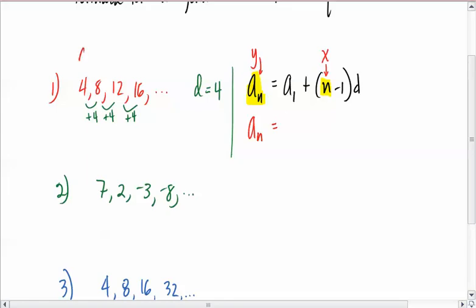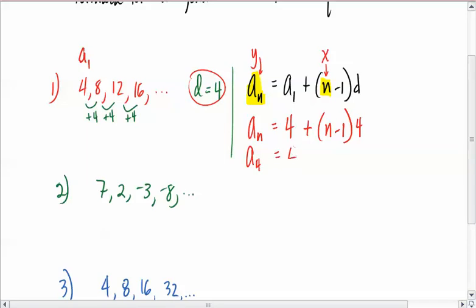Now, a sub 1, that just means this. What's the first one? The first term is 4, so I'm going to put that there. What is n? Well, I'm not supposed to put anything for n. That's what I'm going to leave alone. And then the common difference we said was 4. So let's go ahead and clean this up a little bit.